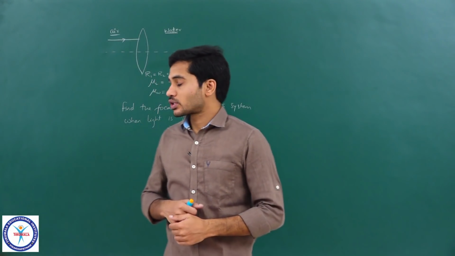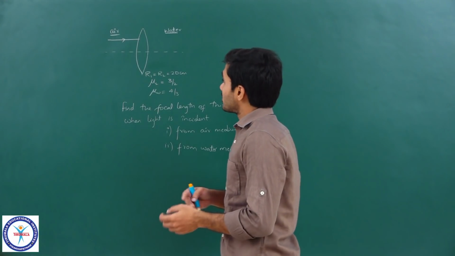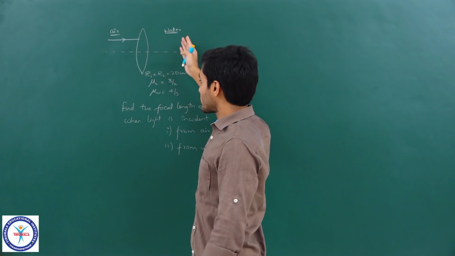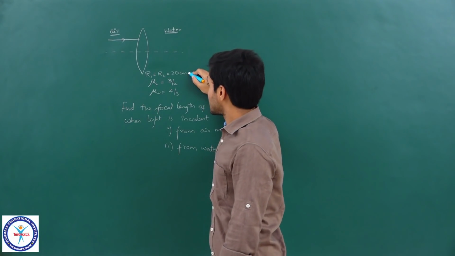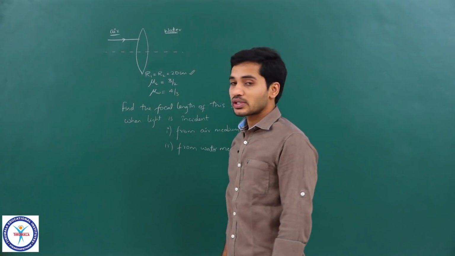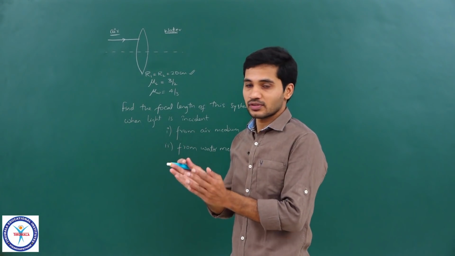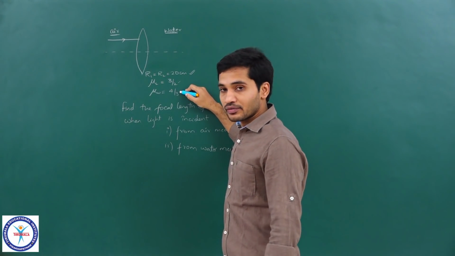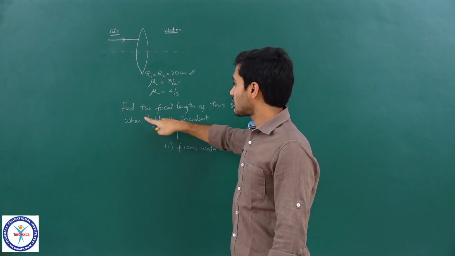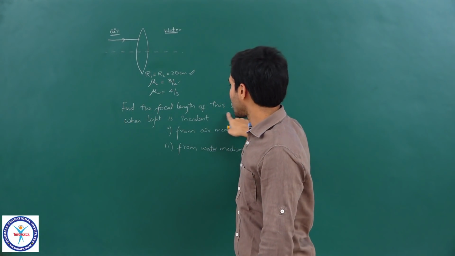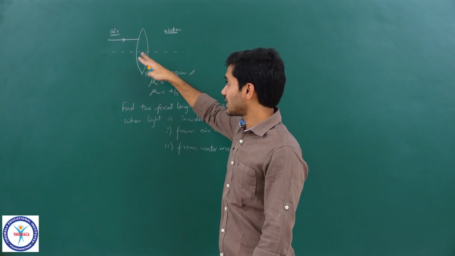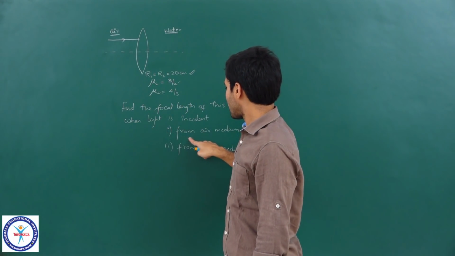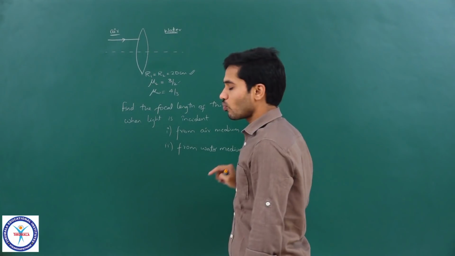Students, let us see this question now. They have basically given a lens, with air on one side and water on the other side. They have given us that the radius of curvature of the lens is 20 centimeters on both surfaces, and the refractive index of the lens is given, and the refractive index of water is also known. They are asking us to find the focal length of this system, which means the lens-air-water system, for light which is incident from the air medium and from the water medium.